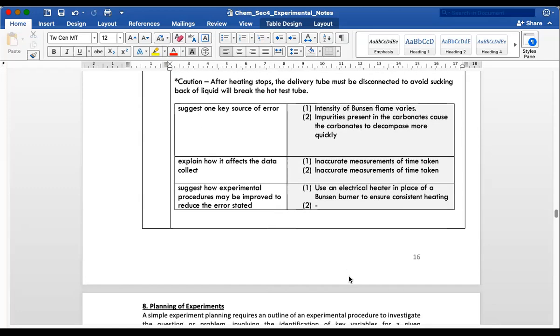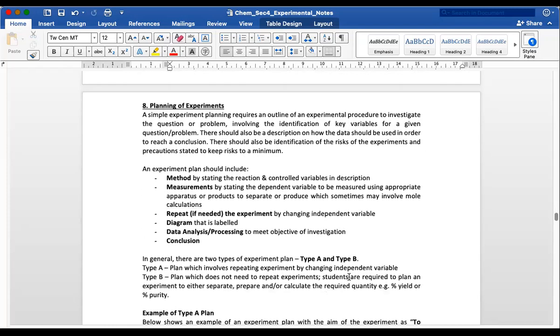Okay, the last part I'm going through is planning of experiment. This is something I came up with myself, the classification. So if you don't agree, then yeah, it's just my own way of interpreting to make it easier for students to write down their plan.